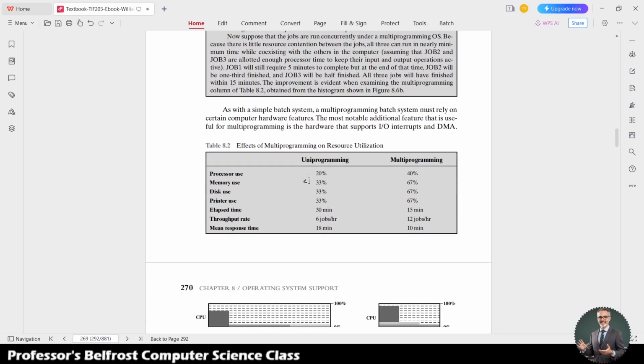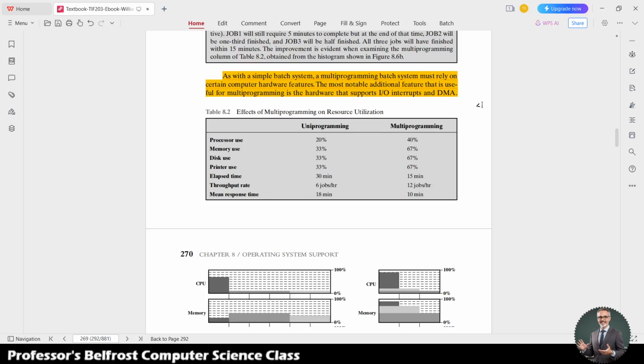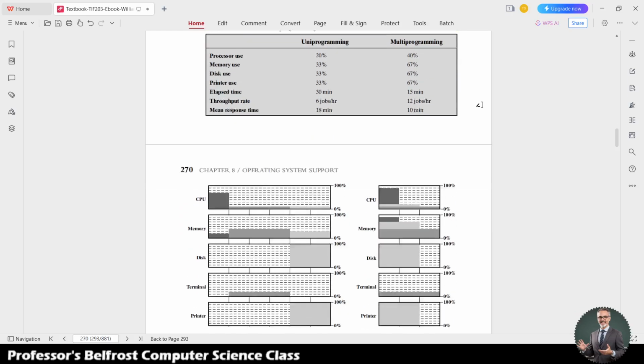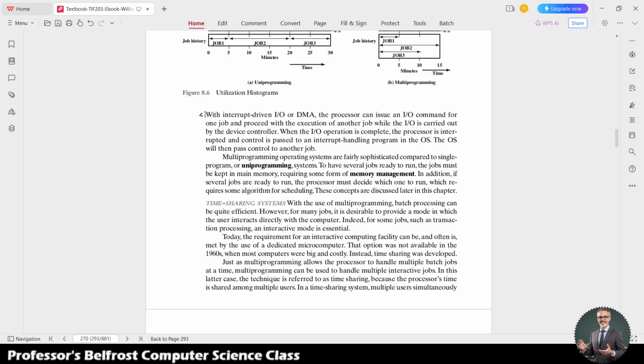As with the simple batch system, the multiprogramming batch system must rely on certain computer hardware features. The most notable additional feature useful for multiprogramming is hardware that supports I/O interrupts and DMA. With interrupt-driven I/O or DMA, the processor can issue an I/O command for one job and proceed with the execution of another job while the I/O is carried out by the device controller. When the I/O operation is complete, the processor is interrupted and control is passed to an interrupt handling routine in the OS, and the OS will transfer control to another job.